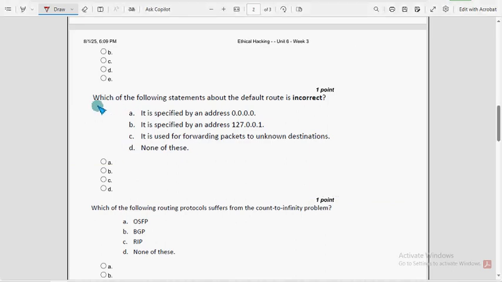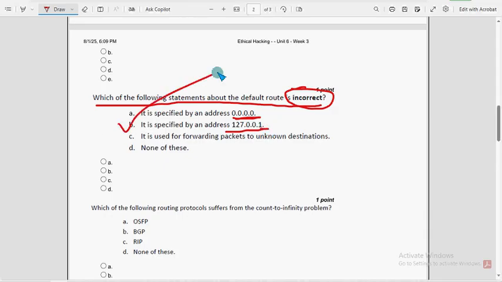Seventh question: which of the following statements about the default route is incorrect? We know that it is the default address, but they are asking for the incorrect one, so you have to read the question carefully. The incorrect one is this, right? Option B, guys. So mark option B for the 7th question, right? Now let's move on to the 8th one.